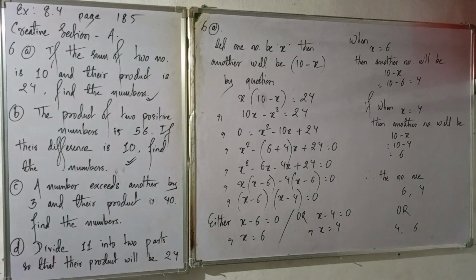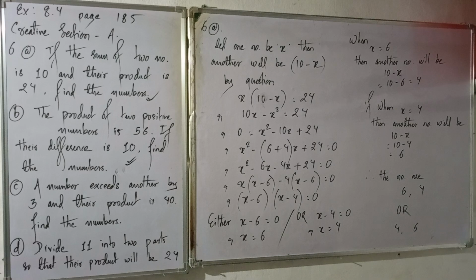Now I hope you are able to understand this question and the answer that I represented here. Okay, now let's move on to number 6b. So in 6b, the product of two positive numbers is 56. So we have to consider that the numbers should be positive.